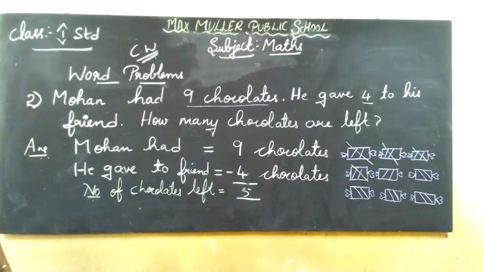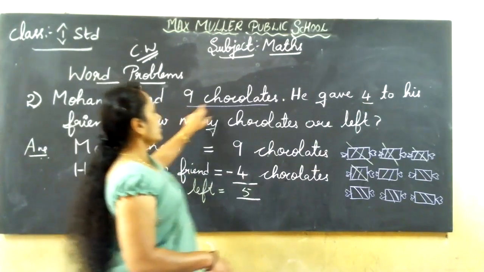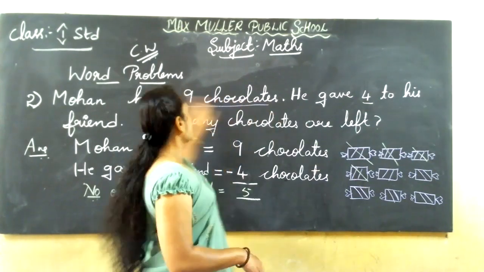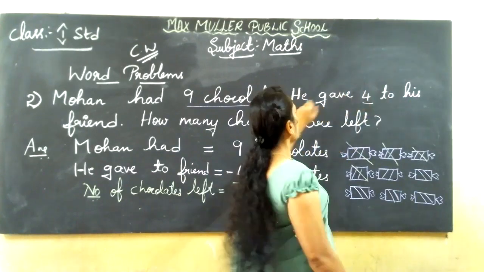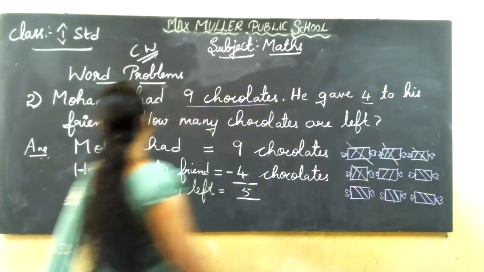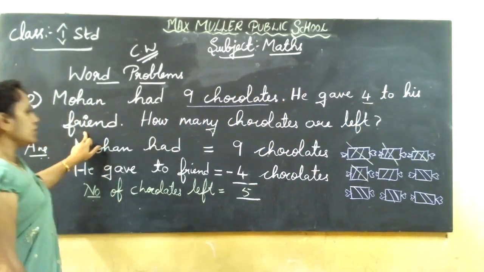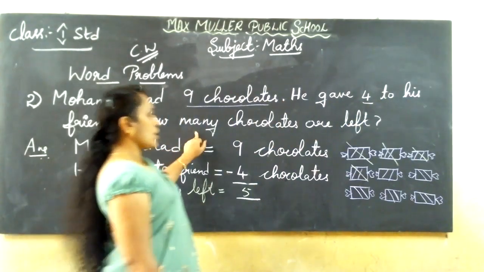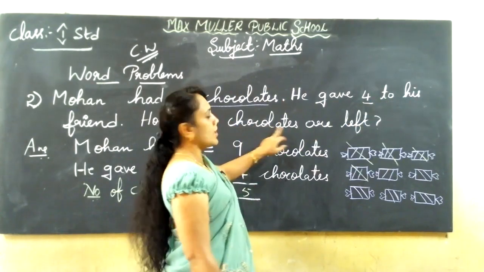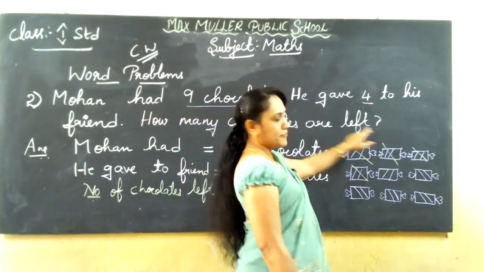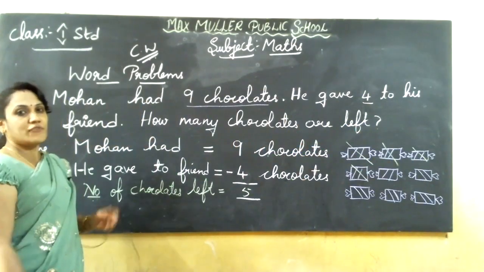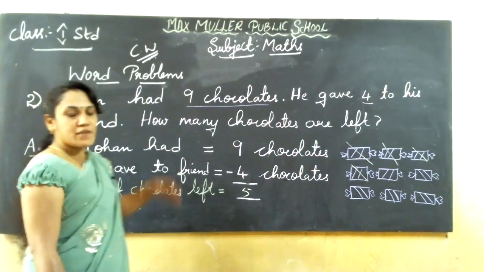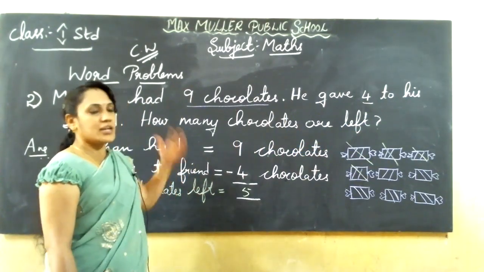Shall I read once again? Mohan, M-O-H-A-N, had 9 chocolates, C-H-O-C-O-L-A-T-E-S. He gave 4 to his friend, F-R-I-E-N-D. How many, H-O-W, M-A-N-Y, chocolates, are left, L-E-F-T. Why am I reading again and again? To make you understand well. You shouldn't get confused. That's why I am reading the same sum again and again.